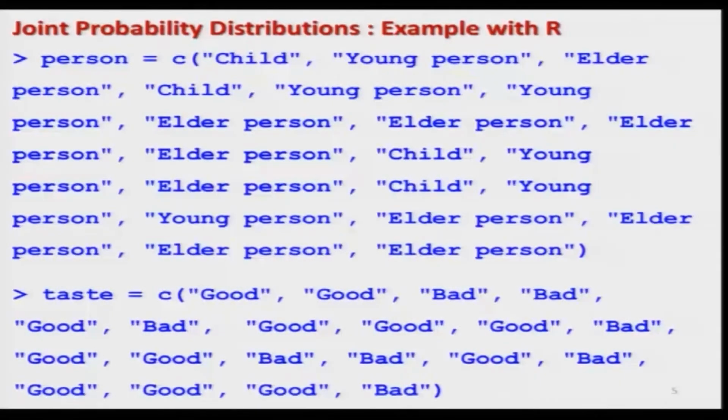Right. Now, I try to create two data vectors for this sample of data. One, let me call this person, in which I collect the data whether the person is child, young or elder, and the second one is taste. So, the taste is going to be good or bad and so on, and you can see that I am giving this data inside double quotes because these are character strings. Well, I expect that when you get some data from outside for the analysis, this data will already be available in the tabular format.